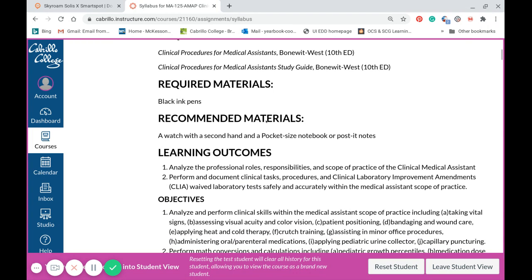We're always going to need black ink pens to do our charting and homework. And it's recommended that you have a watch with a second hand when you're here in the lab and a little notebook to keep notes as far as when you're rooming your patients and taking chief complaints and checking vitals. You're going to want a place to just jot those down until you are able to get to the chart.